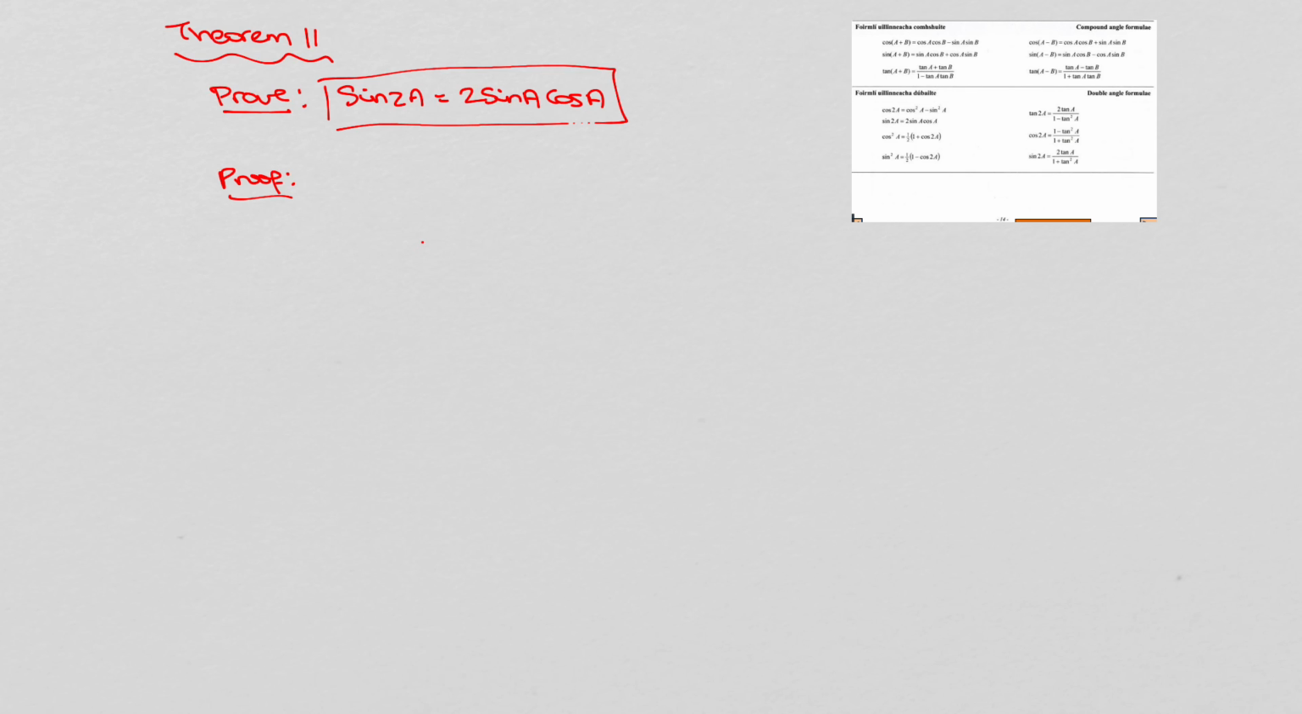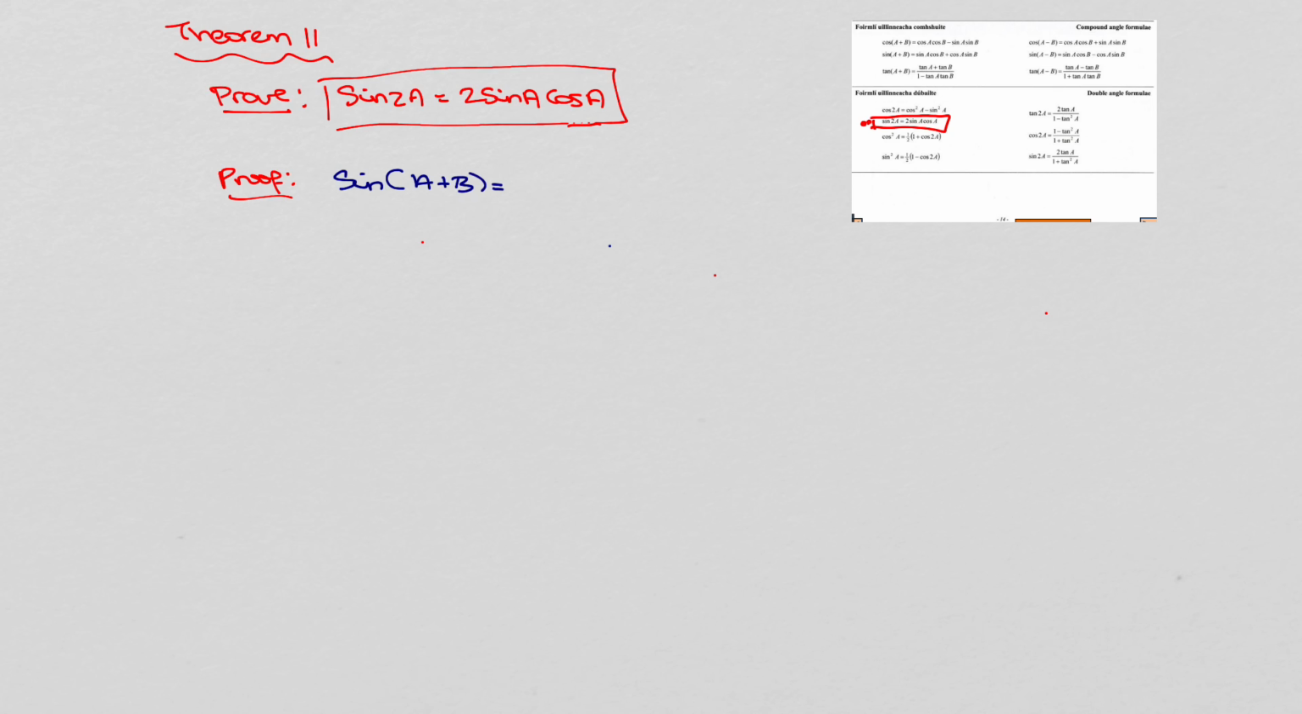So next we're going to prove theorem 11. So it's the second of our double angles. And again, this is page 14 in your table, so you can see it here. Sine 2a is equal to 2 sine a cos a. So all of these are going to be really useful when we're solving our trig equations at the end of the chapter. So we're going to start with what comes before that, which is sine of a plus b.